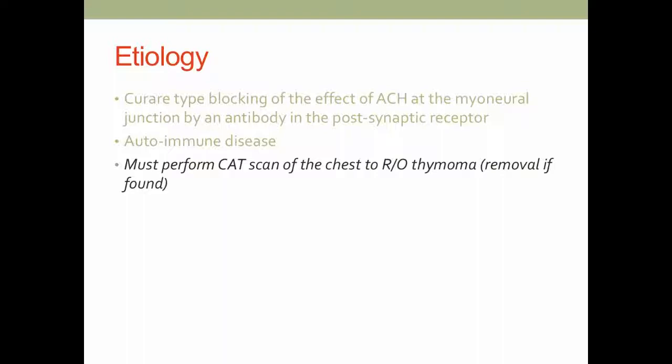However, many of these will first present with a diplopia. Any patient with new sudden onset diplopia, you need to consider them. If you have a patient who does have myasthenia, you need to rule out a thymoma. You need to get a CAT scan on them.